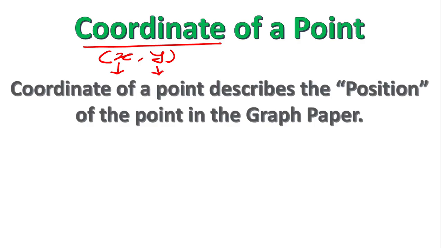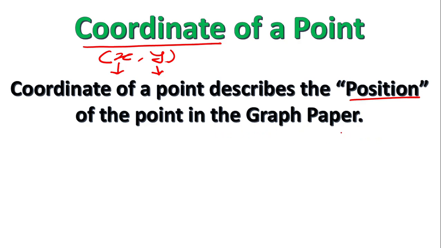Okay, so let's start. So what is the coordinate of a point? Coordinate you have studied before also, that coordinate means any ordered pair written in the form of x and y. So first you will write the value of x, and secondly you will write the value of y. This I will tell you in detail. So what is the coordinate? Coordinate means it is the point which describes the position of the point in the graph paper.